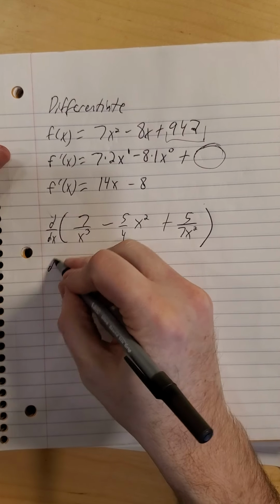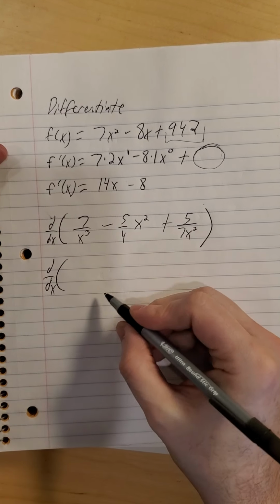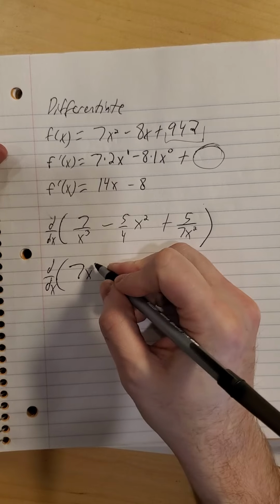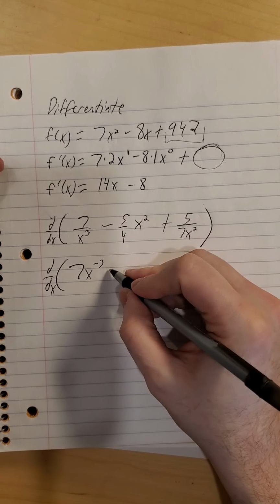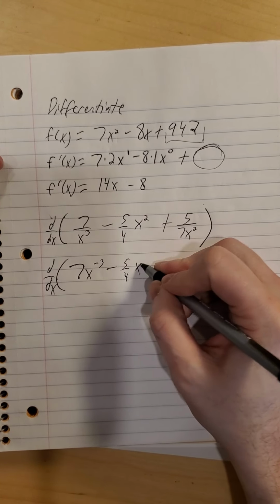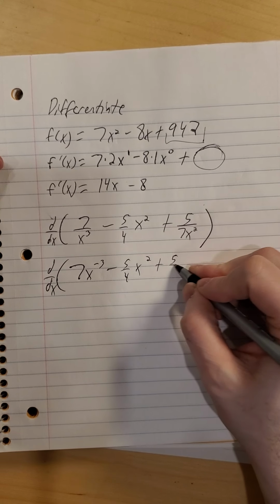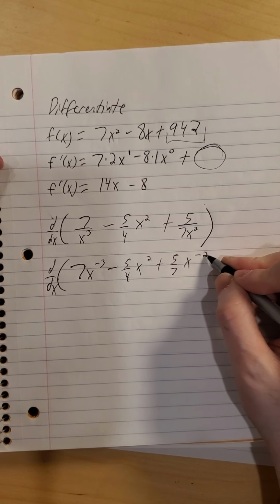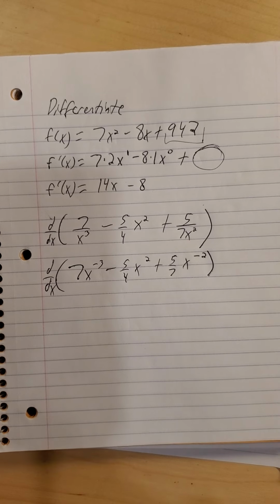Okay, welcome back. So we'll hang on to this since we haven't done the derivative yet. We're just rewriting the original. 7x to the negative third minus 5/4 x squared plus 5/7 x to the now negative second power.